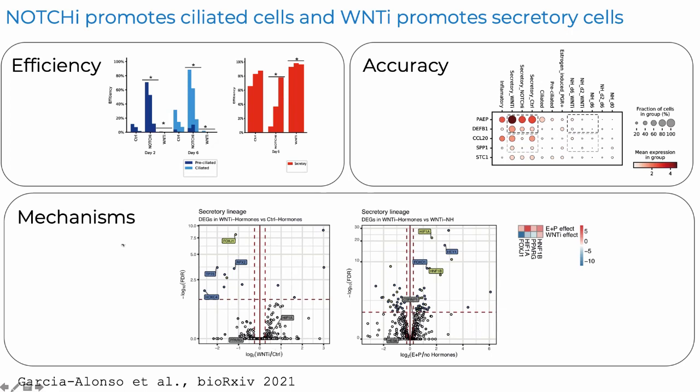And then we can also dig more into the mechanisms and the relationship between hormones and pathways. And for example, one of the things that we realized is that Wnt inhibitor, if you put it on its own, it doesn't induce the secretions. And this is just because the hormones are required to, for example, activate Notch, that is not activated if you only put a Wnt inhibitor.